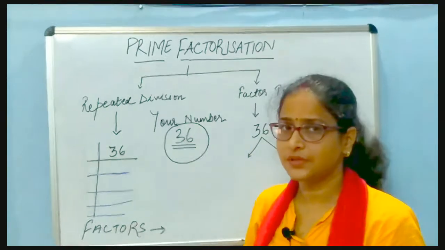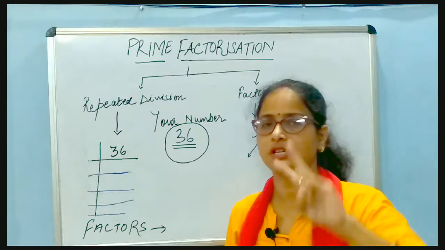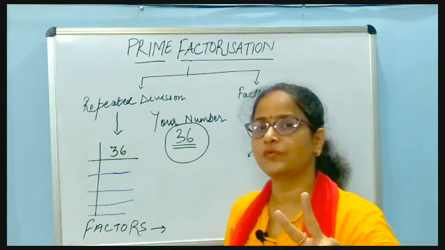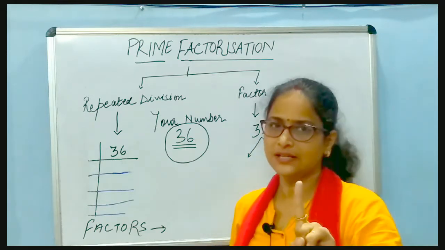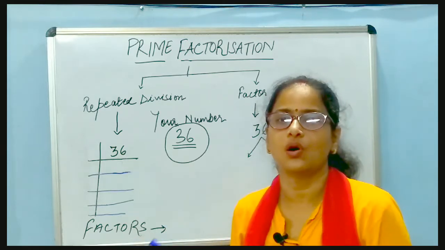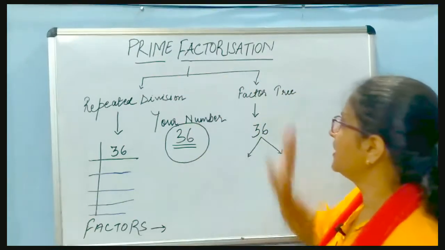Prime numbers are the numbers that I have already told you about. Prime numbers are the numbers which have only two factors, 1 and the number itself. No other number can be a factor of any prime number. So we start prime factorization.